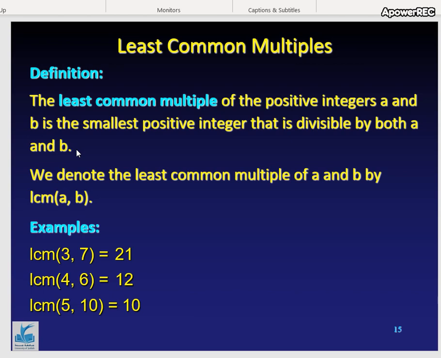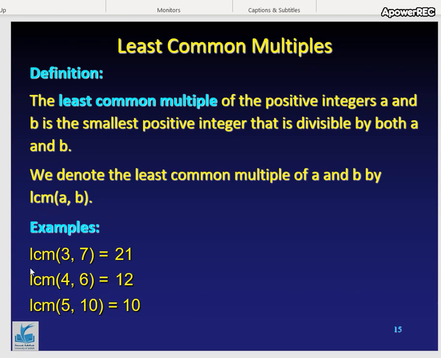So the greatest common divisor is usually a number smaller than a and b, or at most equal to the smaller of the two, while the least common multiple is a number which is bigger than the integers a and b, or at most equal to the bigger number. We denote the least common multiple by the abbreviation LCM, where L denotes least, C denotes common, and M denotes multiple.